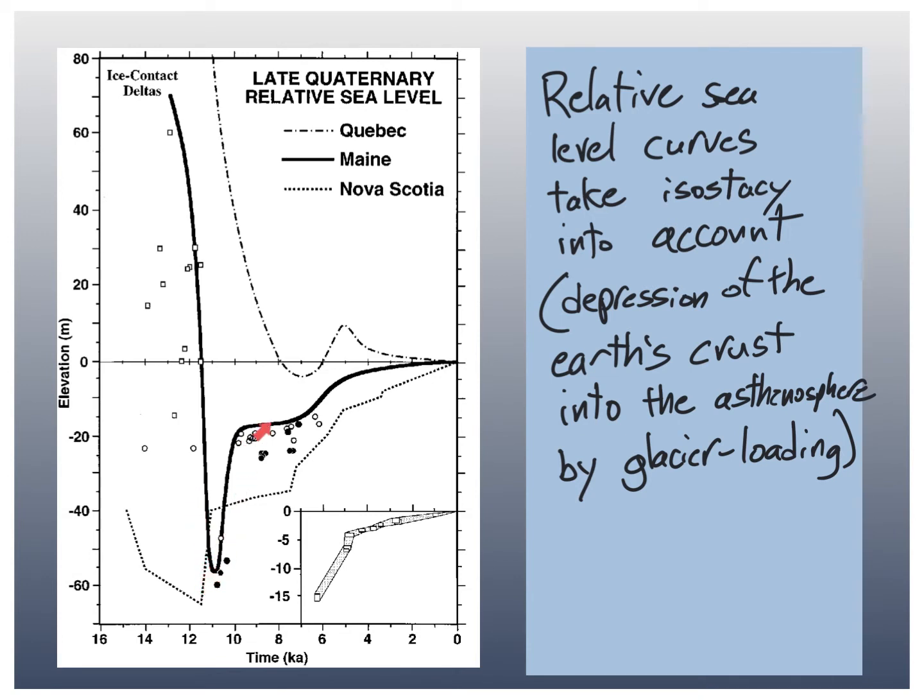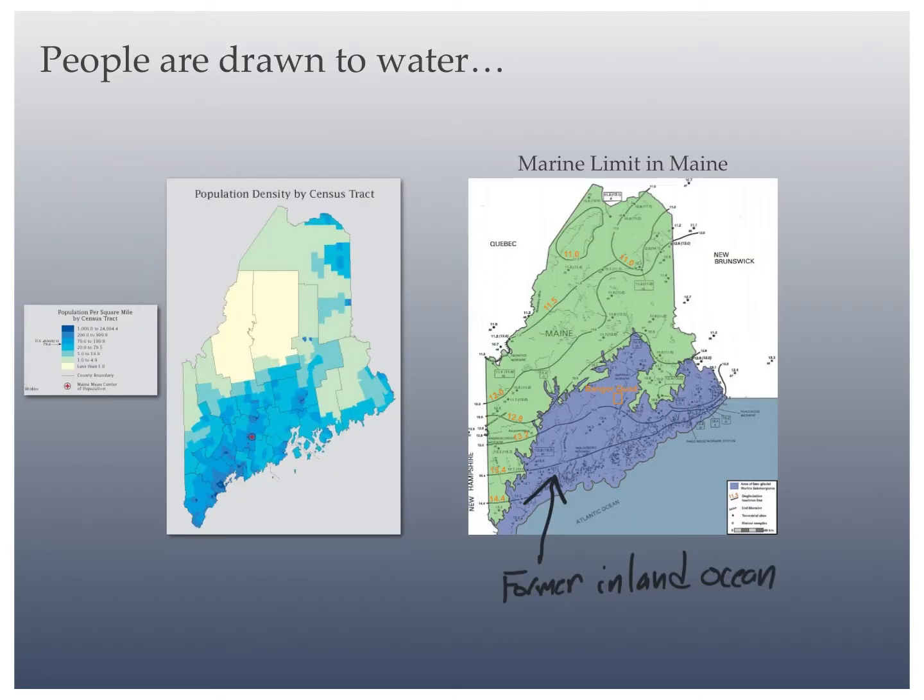And then from there, we could see the changes in eustatic sea level represented on the landscape. So as a result, this whole area of Maine actually became an inland ocean. This is what's called the marine limit, right when the glacier started melting away. And note that population density matches pretty closely to this area that used to be underwater.